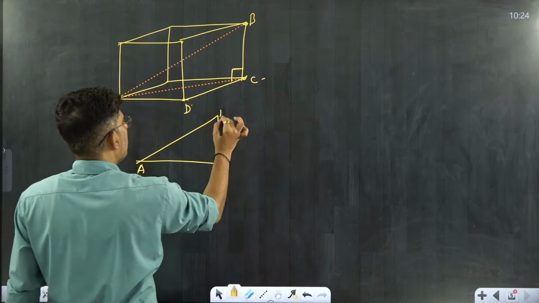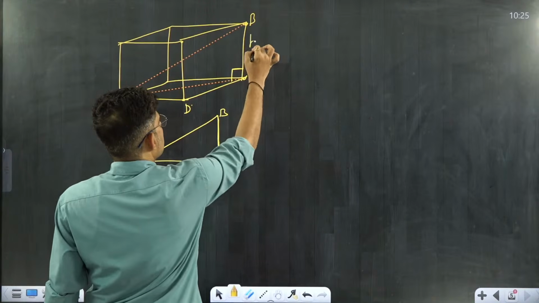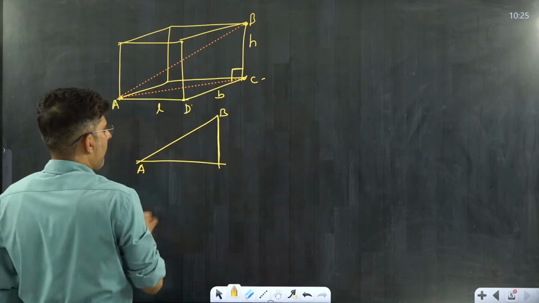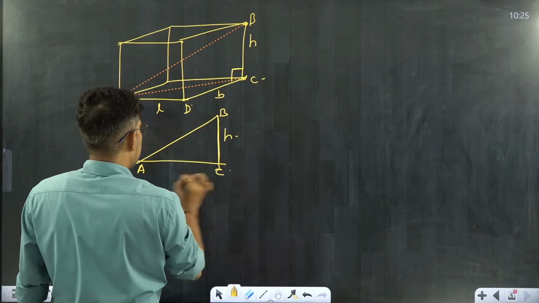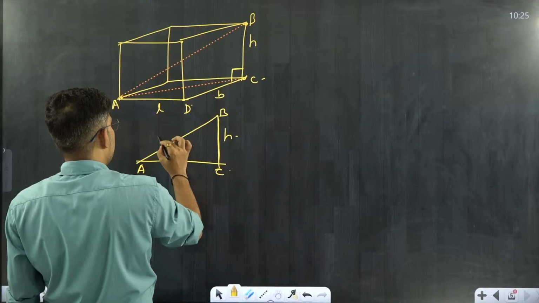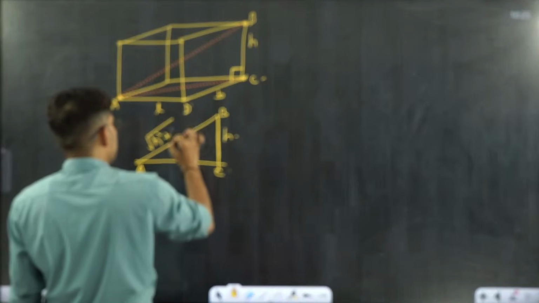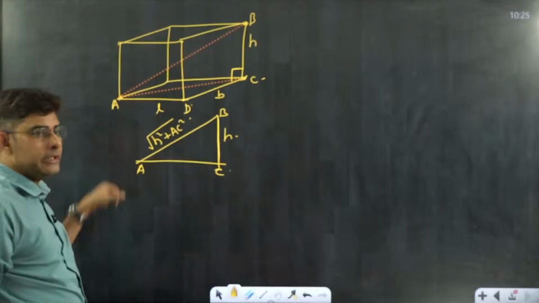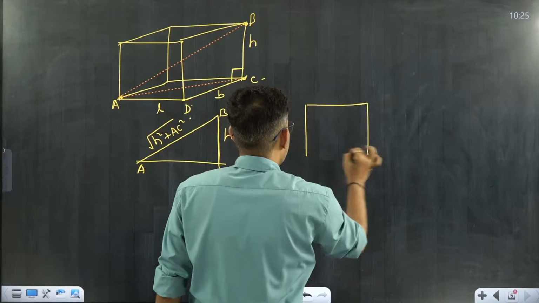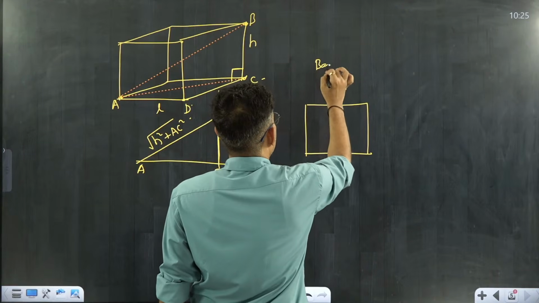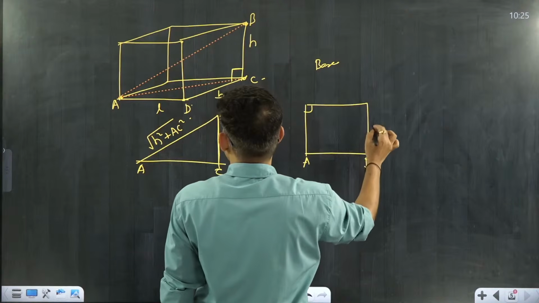this body diagonal AB. This height, suppose it is H, this is B, this is L. So this is H. Now this portion AC, I have to find AC. Then body diagonal length will be under root of H square plus AC square. This will be the body diagonal. Now how to get AC? If you see, the base is a rectangle ADCE.